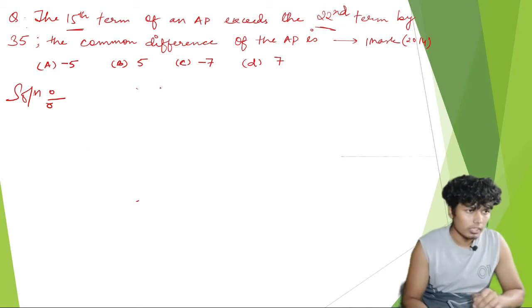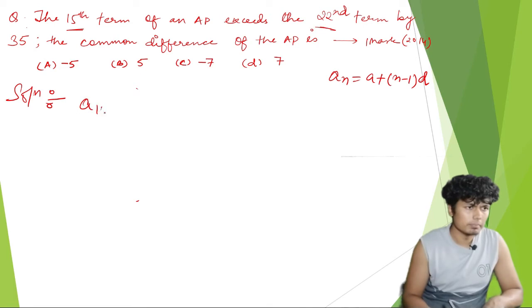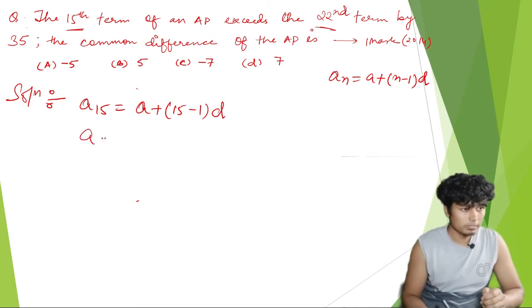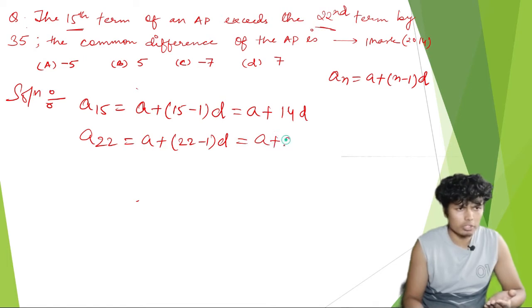What we know? We know the formula. Do not forget the formula. Let's write it down here: An is equal to A plus N minus 1 D. So A15 will be A plus 15 minus 1 D, and A22 will be A plus 22 minus 1 D. We do not know the value of A and D. 15 minus 1 is 14, so A plus 14D. 22 minus 1 is 21, so A plus 21D.